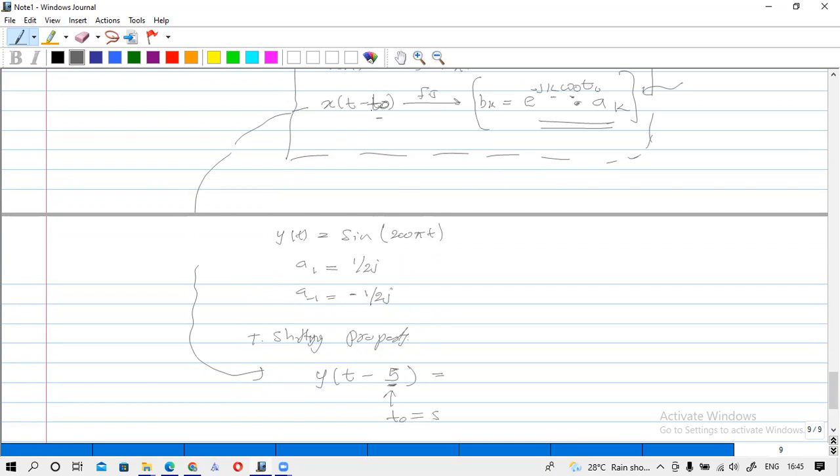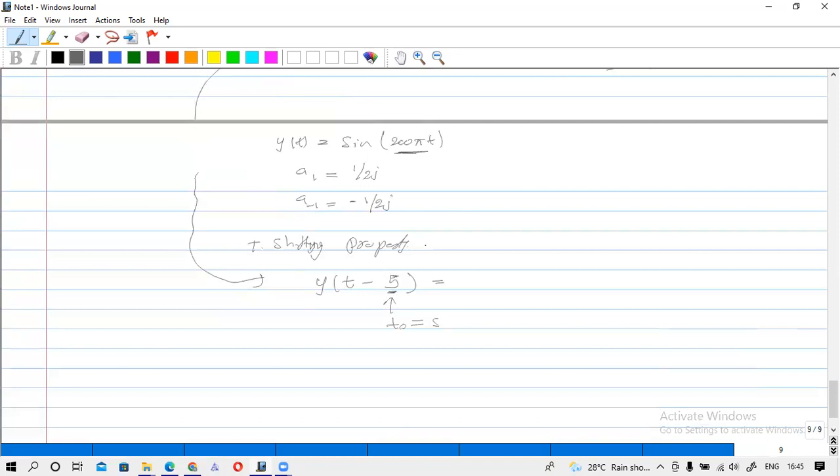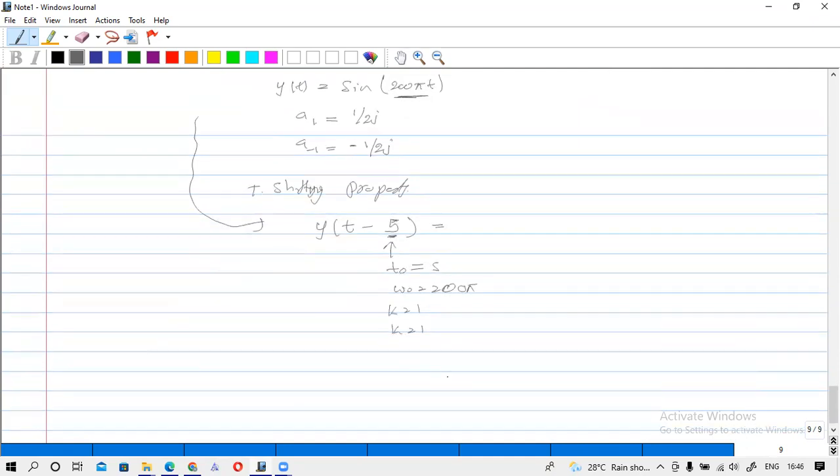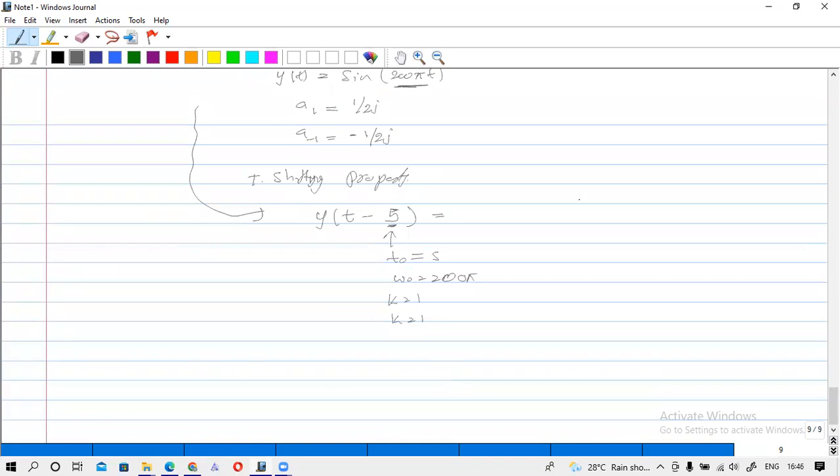Here I have given the t times omega naught. So what is omega naught? Omega naught is 205. And you have two values of k: one is k equal to 1, another is k equal to minus 1. So you can write the two coefficients very simply. I will write the two coefficients.